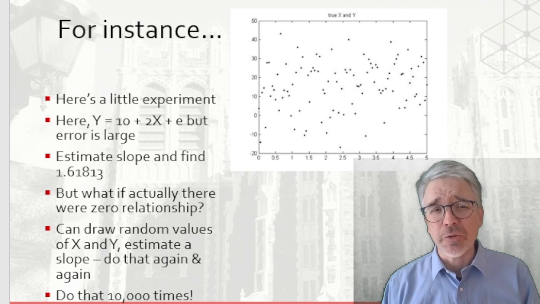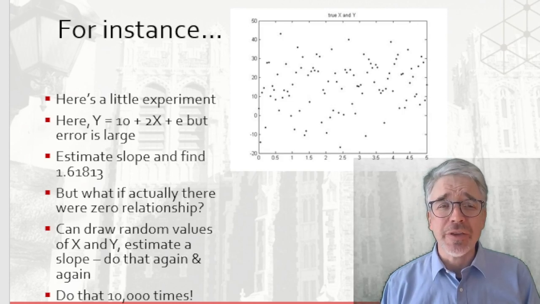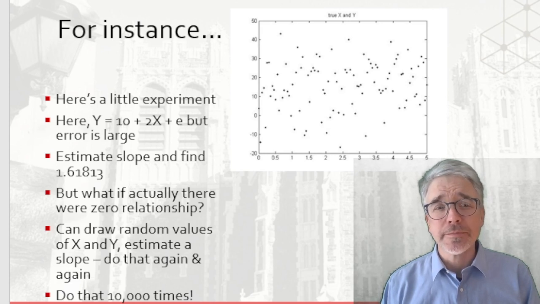Let's go through a little experiment. Here we have y equals 10 plus 2x plus e, the error, but the error is really large. That's the plot there. You could put a line through those dots. Reasonable people could argue about what kind of line that would look like, but the line that minimizes the squared vertical distance has a slope of 1.61813.